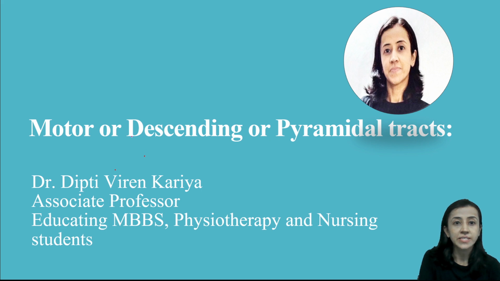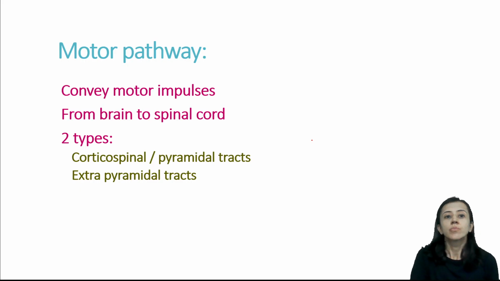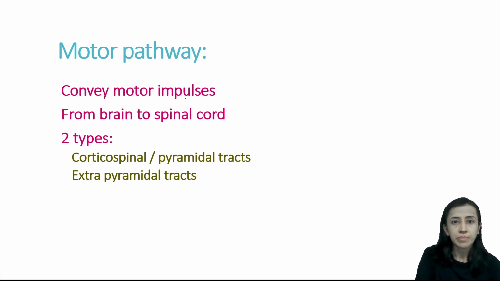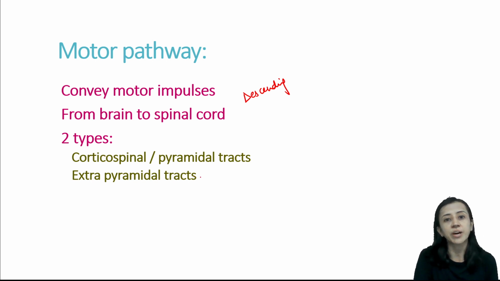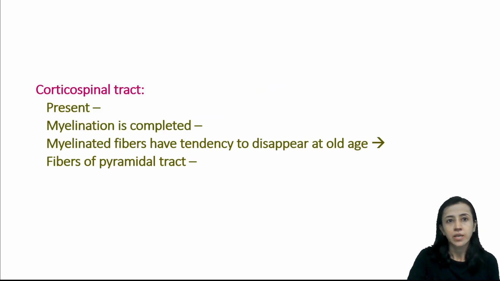They're also known as descending tracts or pyramidal tracts. Now, the motor pathway conveys motor impulses from the brain to the spinal cord, and therefore they are known as descending tracts. These descending tracts are mainly of two types: one is the corticospinal tracts, which are also known as pyramidal tracts, and the second is the extrapyramidal tracts. We'll discuss them. Now, starting with the corticospinal tract.